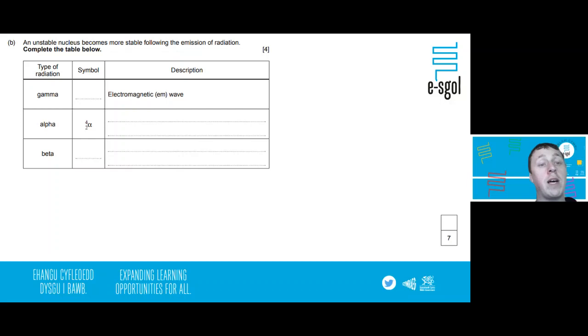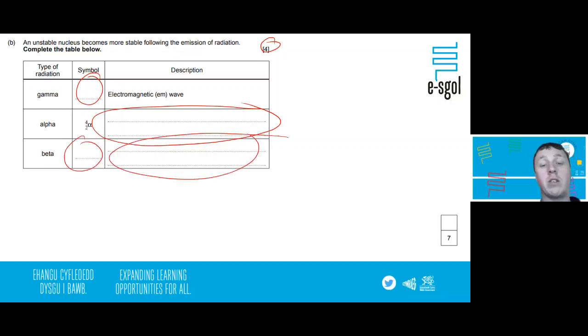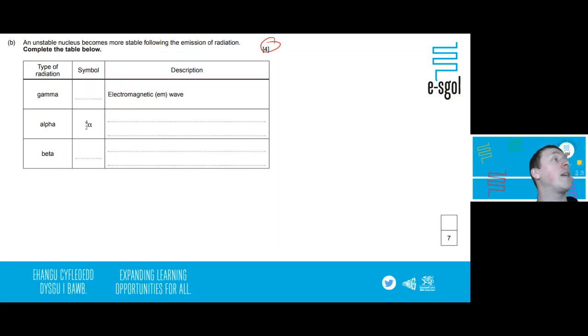Part B, 4 marks. Understand the 3 types of radiation, the gamma, alpha and beta. So we have an unstable nucleus becomes more stable following the emission of radiation. Complete the table below. 4 marks, and hopefully you see 4 separate sections. So we can now look at gamma first. The first mark is for recall of symbol. So recall the symbol looks like this.